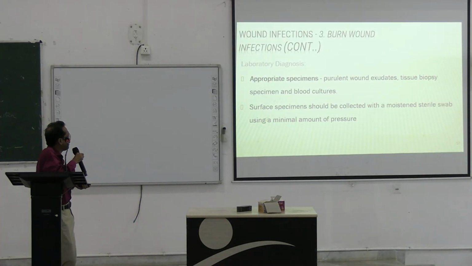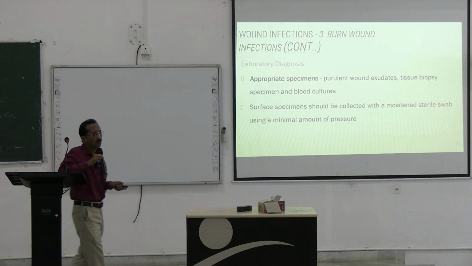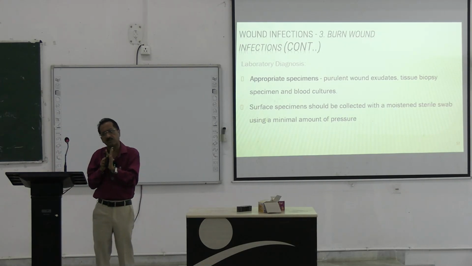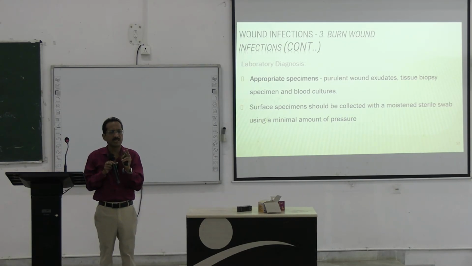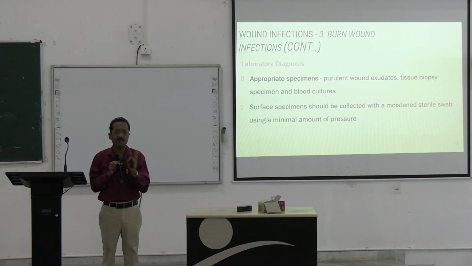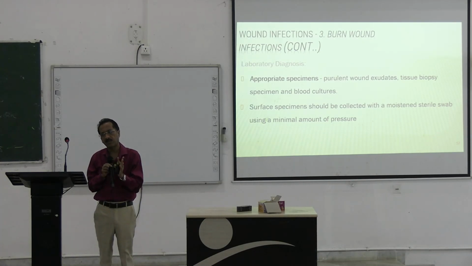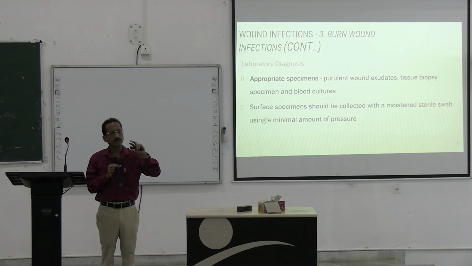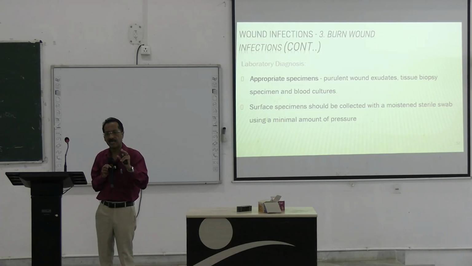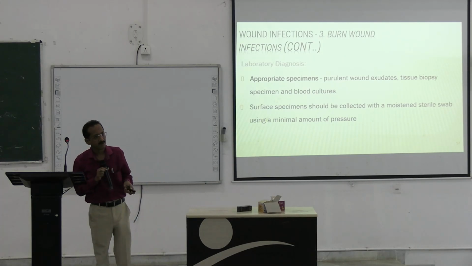What is the specimen? Purulent wound. Always if there is a skin and soft tissue infection, first mention the sample as aspirated pus. Swab is not a good sample. If there is no pus, then only you can send swab. Otherwise, try to send pus aspirated in a screw cap sterile container as the sample for skin infection.